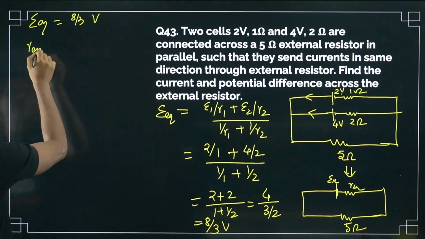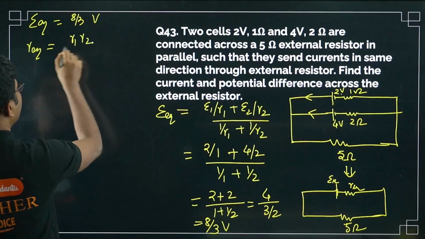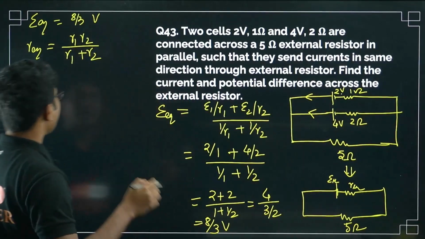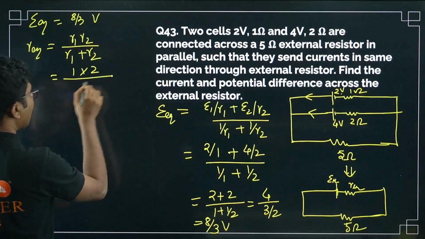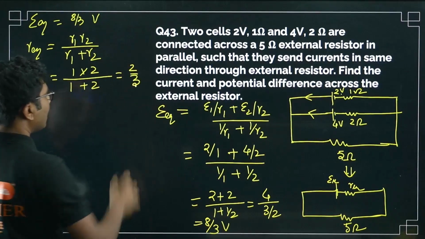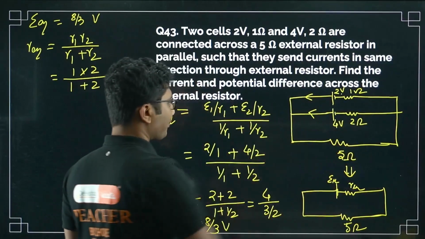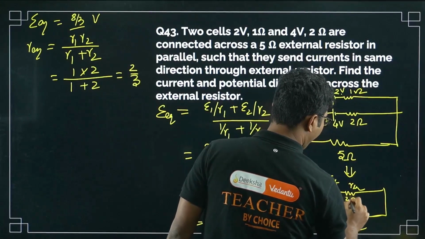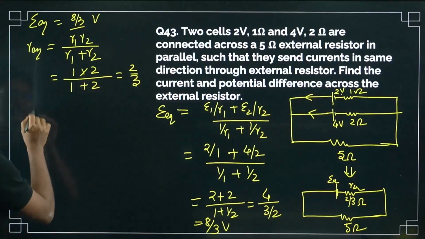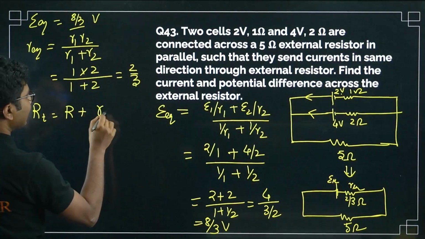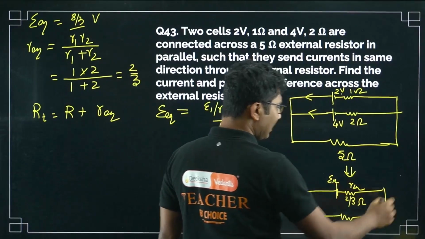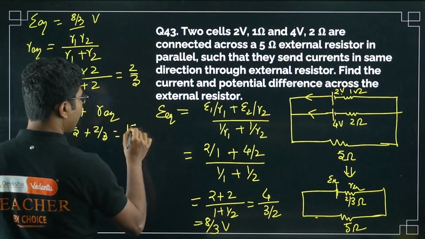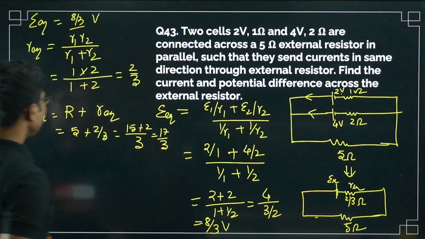Now what is R equivalent? Again it is simple: R1 R2 divided by R1 plus R2, for 2 resistances in parallel. So that is 1 into 2 divided by 1 plus 2, that is 2 by 3. This is the resistance. Now this is the circuit: the voltage supplied is 8 by 3 volt and this resistance is 2/3 ohm, right? Now what is the total resistance? Total resistance is the external resistance plus this equivalent. These are two resistors in series, so you can simply add them. So 5 plus 2/3, that is 15 plus 2, that is 17 by 3. This is the total resistance.